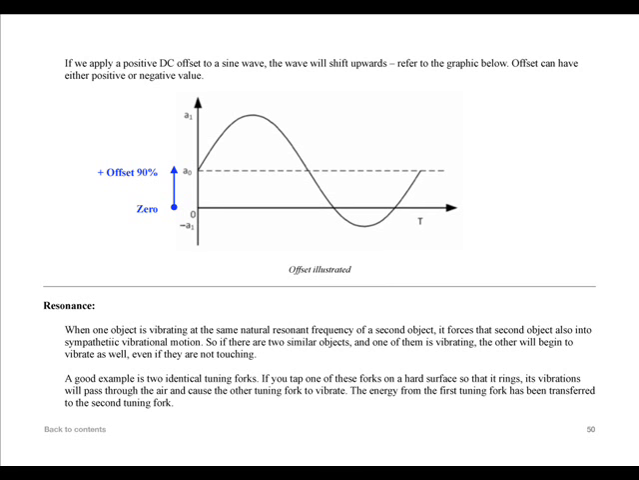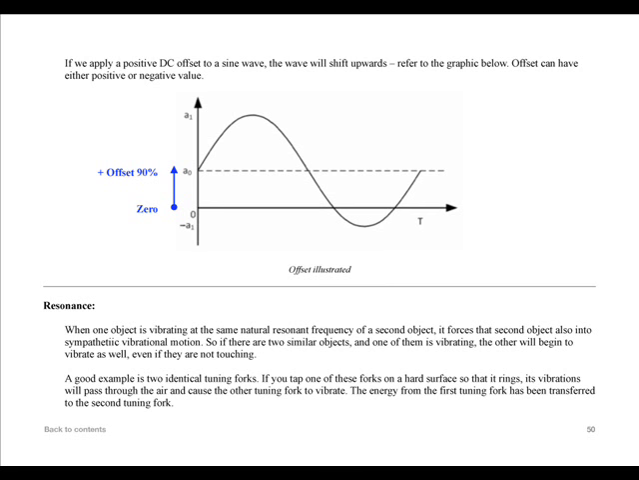A good example is two identical tuning forks. If you tap one of these forks on a hard surface so that it rings, its vibrations will pass through the air and cause the other tuning fork to vibrate. The energy from the first tuning fork has been transferred to the second tuning fork.